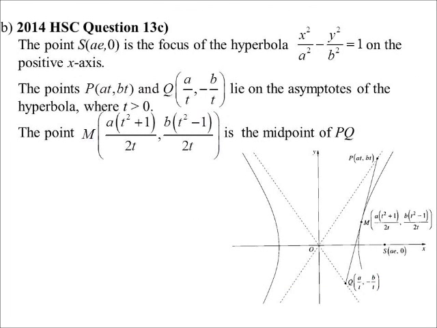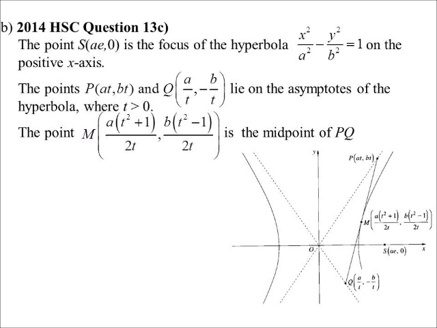Let's go the year before. Again, question 13, about the middle of the paper. So this time we've got a hyperbola. So our standard one there. We've got 2 points. P is AT, BT, and Q is A on T, and minus B on T.